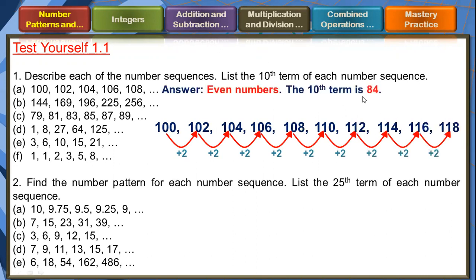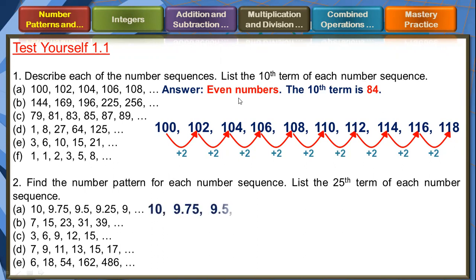And it's even numbers, so the 10th term is 84. By listing down those numbers that we got, the 10th term is 84. And this is a sequence of even numbers.